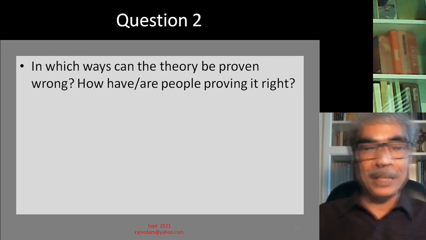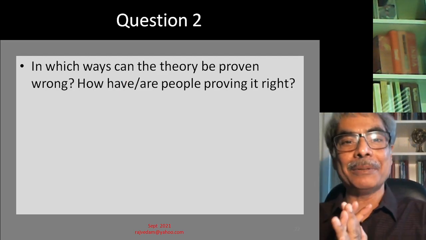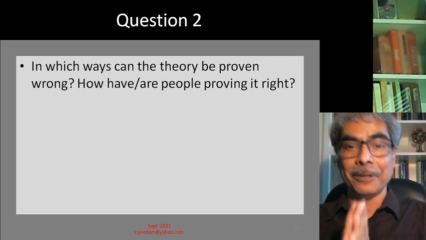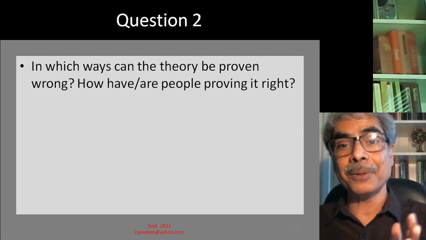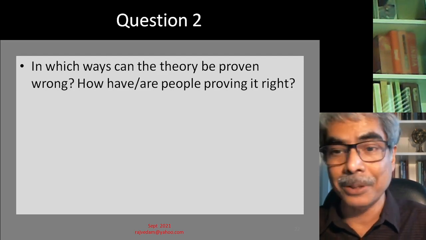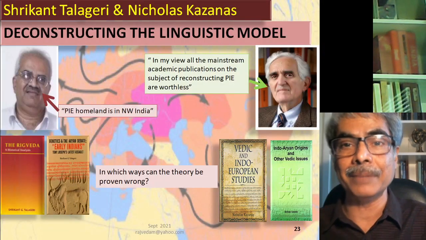Well, that is a long answer to your first question. Your second question is, in which ways can the theory be proven wrong? And also, how are people proving it right? Again, good questions, so we can take a look at some of them.